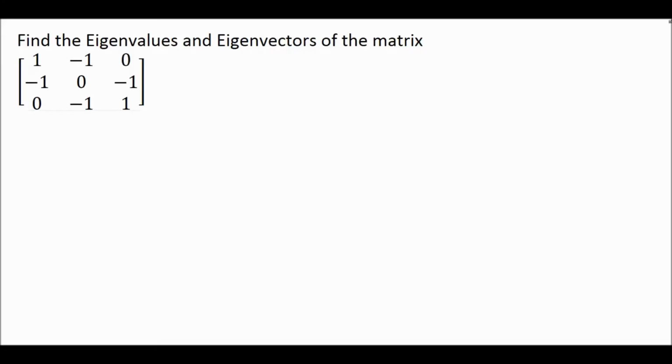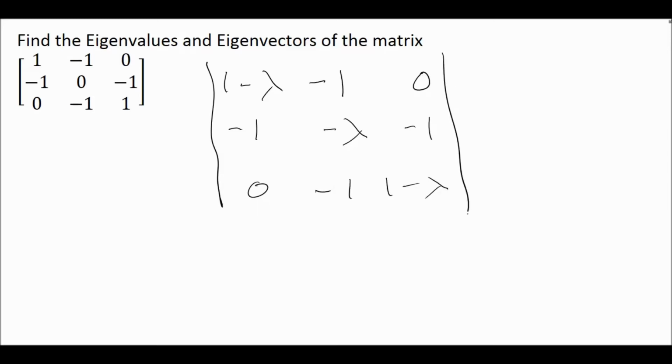We're going to solve this problem to find the eigenvalues and eigenvectors of the matrix. We'll set the problem up using our conventional format, taking lambda off each of the diagonal terms, and we'll set that determinant equal to 0.